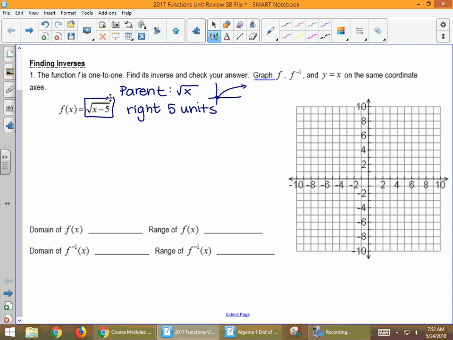Let's go ahead and graph our original function. It says graph f and the inverse of x and y equals x on the same axis. So we'll start by graphing our original function. We're going to move right 5, and then we're going to do our pattern. Our pattern for the square root of x is over 1 up 1, over 4 up 2, and that's all we can fit here.